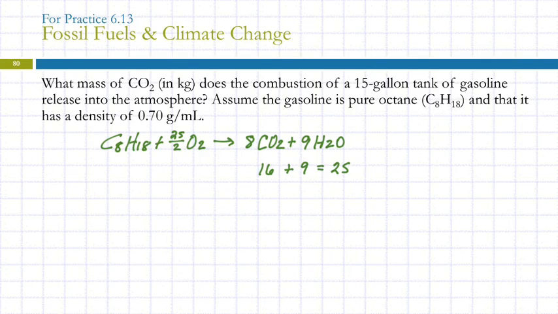Do we have to use a fraction there? No, we don't have to. I told you about the odd-even problem. We could just double everything and it goes away and you don't have to use a fraction. But we're not going to end up using the fraction in our calculation, so I'm just going to leave it alone. Okay, 15-gallon tank of gasoline, and we're saying that's octane. So 15 gallons of octane, density 0.70 grams per milliliter, and we want to know the mass of carbon dioxide in kilograms.